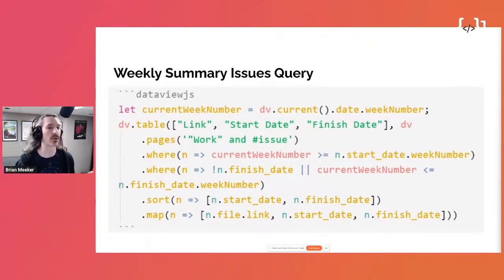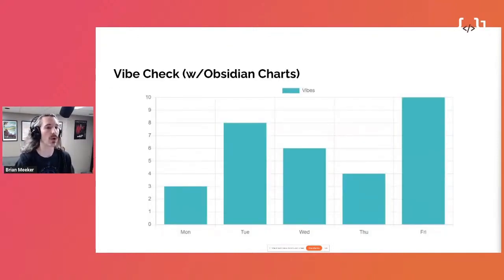And then this is an example query. It's very similar to the last one. The underlying date library is Luxon, if you're a JavaScript dev who's familiar with that. We define columns in the table, and we call dv.pages again, and we do some filtering, just like we did before. Let's look at one more example.